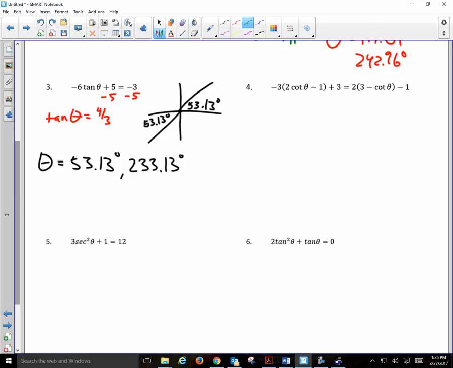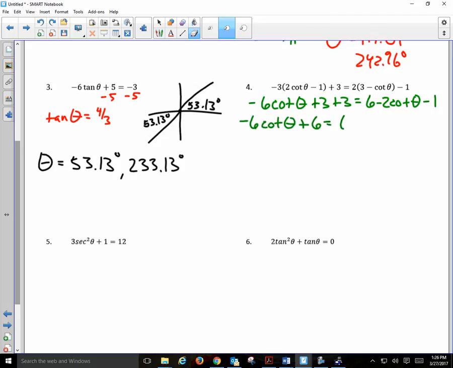How do you think it starts out? Holy cow, people. No. I distribute. What should I do next? Combine like terms. Negative 6 cotangent of theta plus 6 is equal to 5 minus 2 cotangent of theta.